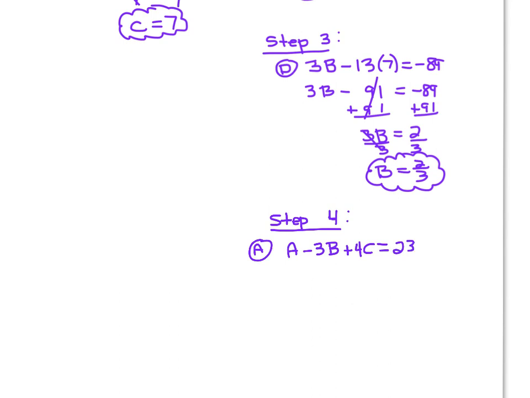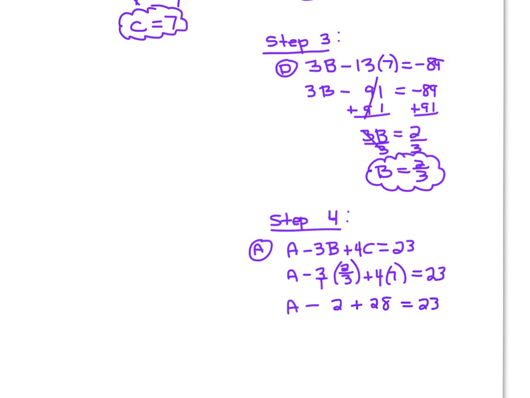equals 23. All right, well, so A minus 3 times, we know that B is equal to 2/3, right? We just found that out, so let's plug that in. And plus 4 times, well, we know that C is equal to 7, so let's replace that with a 7. And then equals 23. All right, so A minus. Well, 3 times 2/3 is just 2. Because think about it. If you put this 3 over 1, wouldn't this 3 on top cancel with the 3 on bottom, leaving you with just 2 over 1, which is 2. And then plus 4 times 7 is 28.